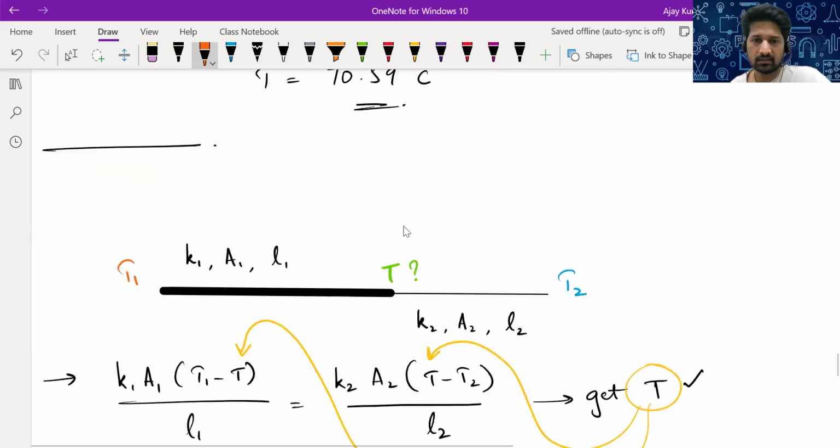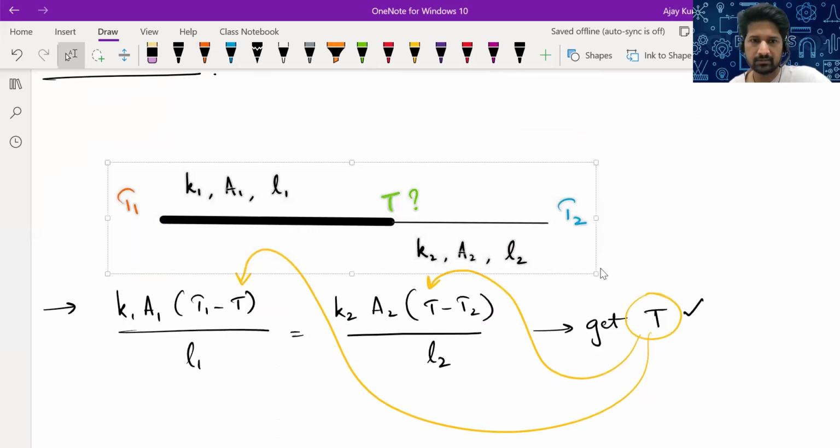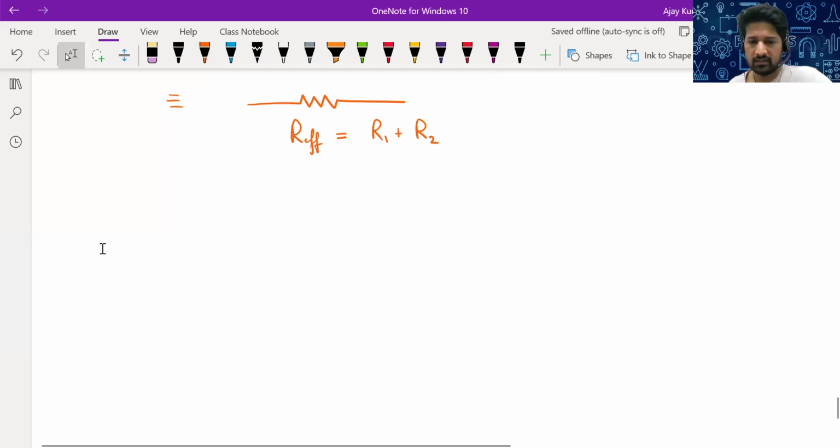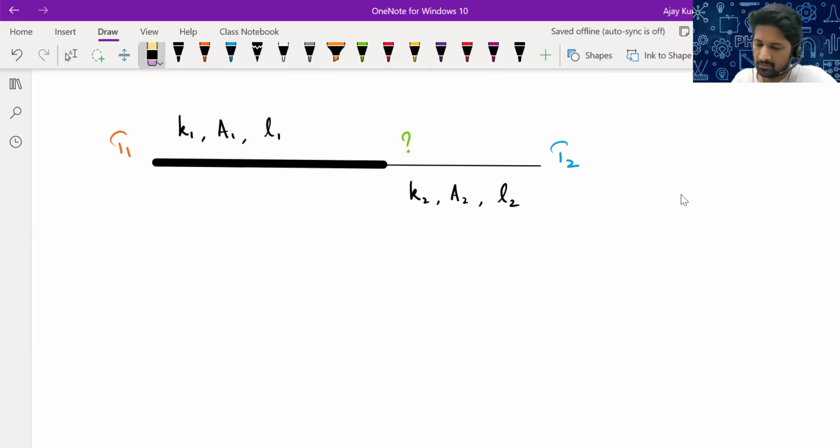So when there are two conductors given to you, two rods placed one next to another, it's like they are in series. What were you asked to find out? Heat current. So we know the overall temperature difference and we want the overall heat current. But in between there are two conductors instead of one, so we were not able to write the equation. But what we can do is treat this as one thermal resistance, treat this as another thermal resistance, and find out the effective resistance first. Then it's like there is only one conductor between the two temperatures.